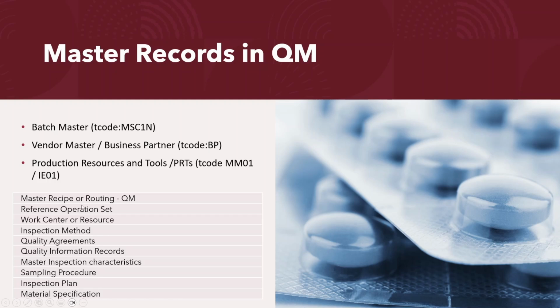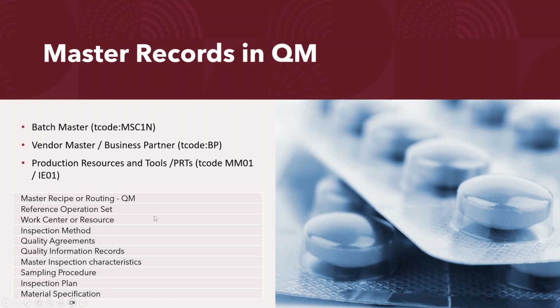And then, of course, we will have specific sessions for all these other master records, like master recipe or routing, the reference operation set, the work center or resource, inspection method, quality agreements, quality information records, master inspection characteristics, safety procedures, inspection plan, and material specification.